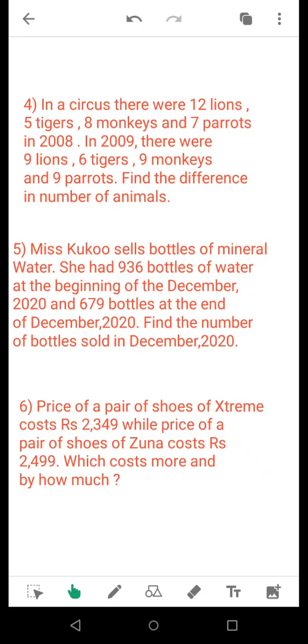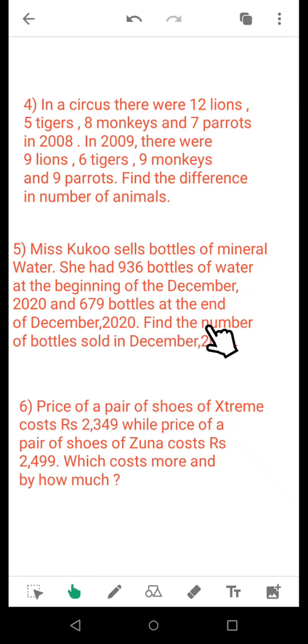Okay. Now coming to question number 5. Miss Cuckoo sells bottles of mineral water. She had 936 bottles of water at the beginning of December 2020 and 679 bottles at the end of December 2020. So as you can see, there were more bottles of mineral water at the beginning of December 2020 and the quantity is less at the end of December 2020.